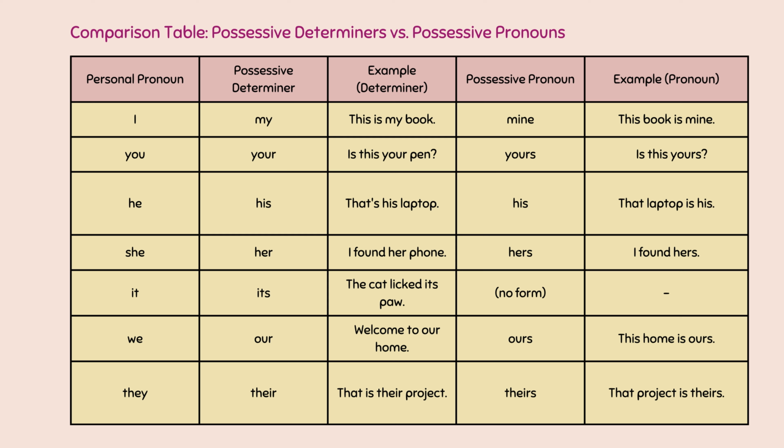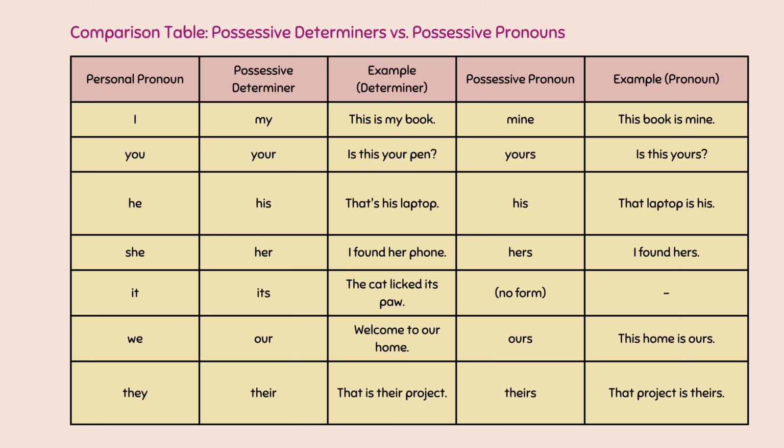It, possessive determiner: the cat licked its paw. Its comes before the noun paw and shows possession. It belongs to the cat. Possessive pronoun: there is no possessive pronoun form for it. We don't say this paw is its. Instead, we repeat the noun, like this: this paw is the cat's.